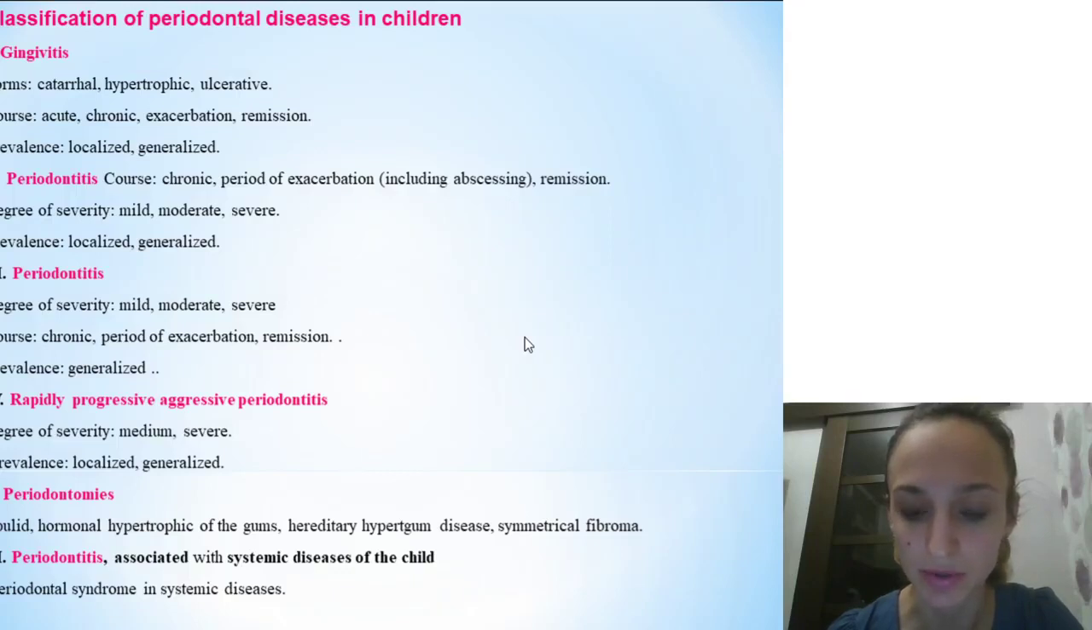hereditary gum disease, and periodontal syndromes in systemic diseases.